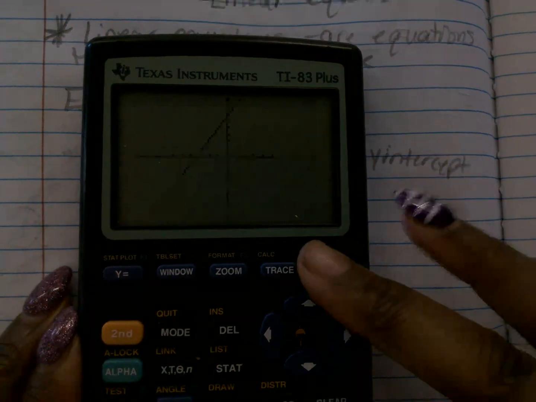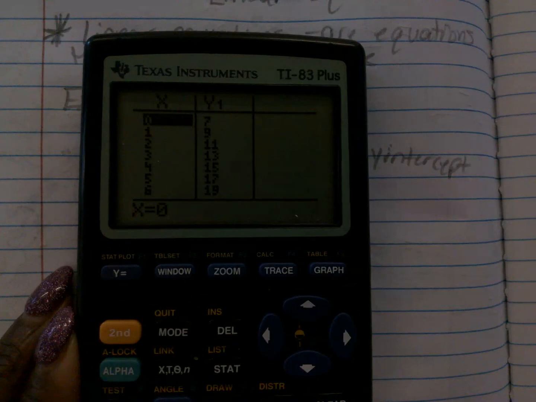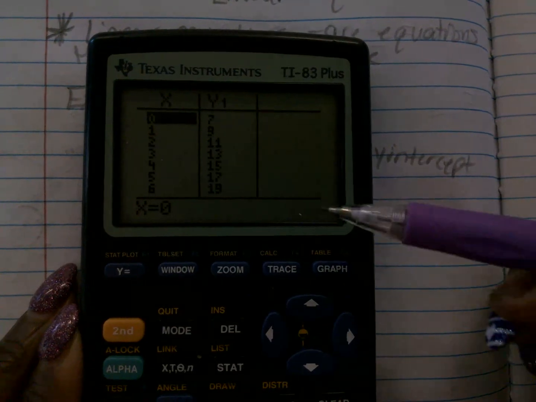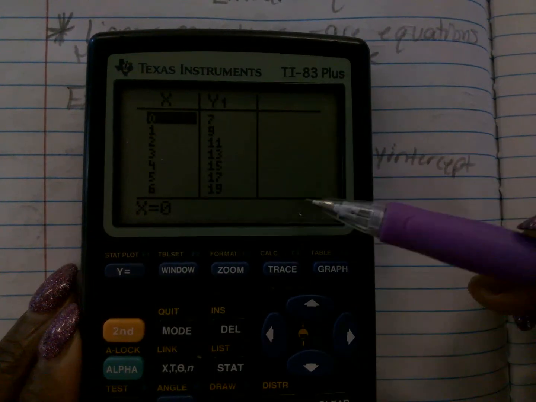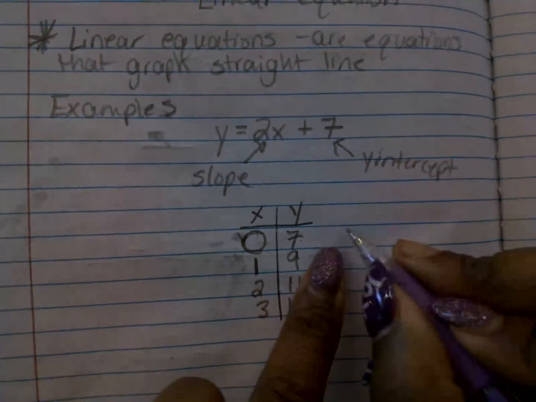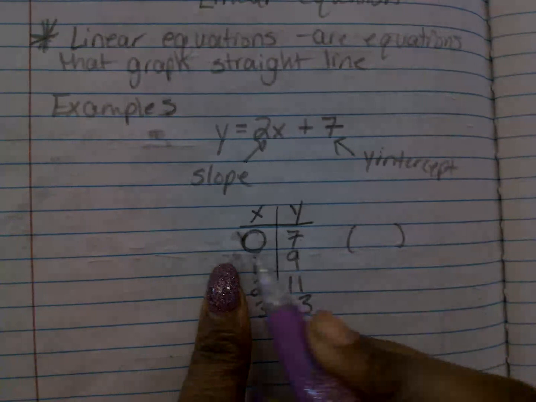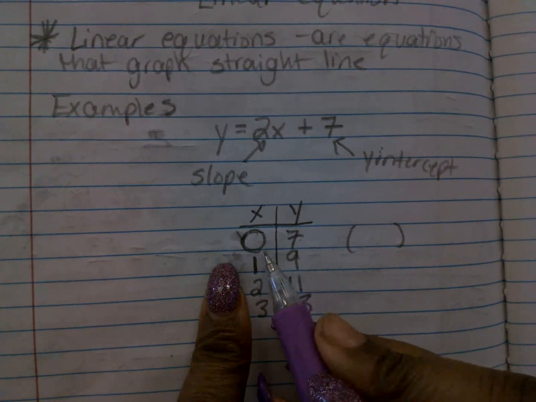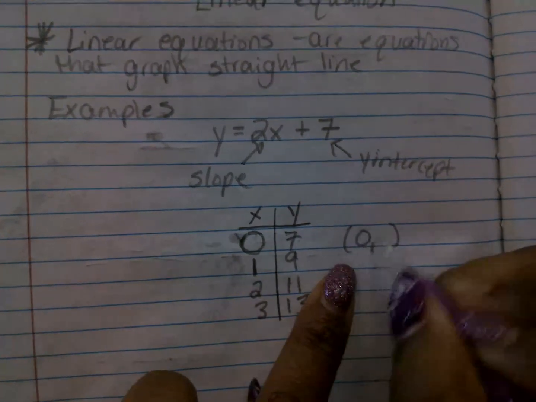And press graph now. This is the table. These are the ordered pairs to that line. And we did some of these ordered pairs here. What ordered pair is this first one? 0, 7.